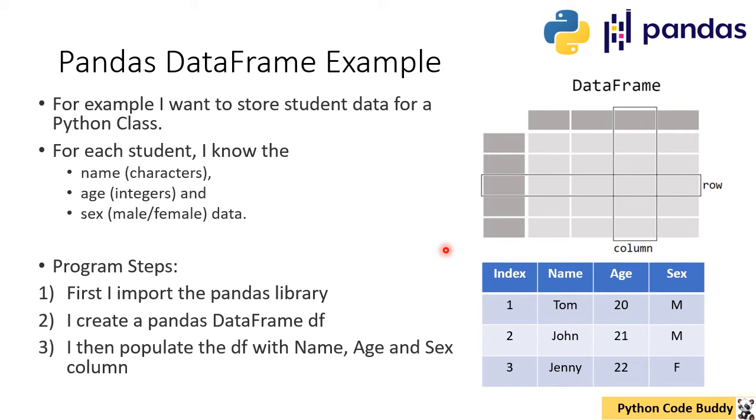Now, one specific example of a data frame: say we are doing a data frame for 3 students of a class. Here is the data frame object which you saw earlier. There are rows and columns, and we have 3 columns here: one column for name, one column for age, and one column for sex. The name is of data type characters, age is in the form of integers, and sex is in the form of male or female data.